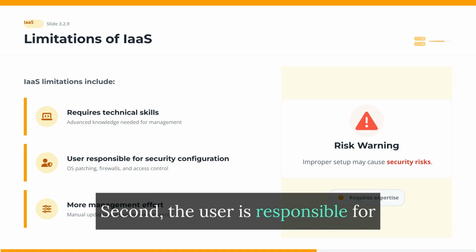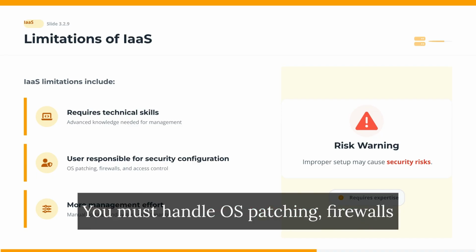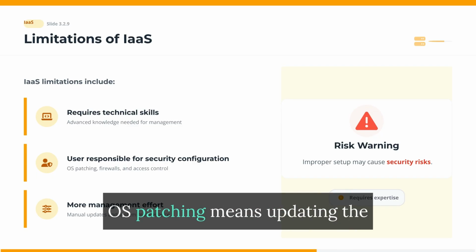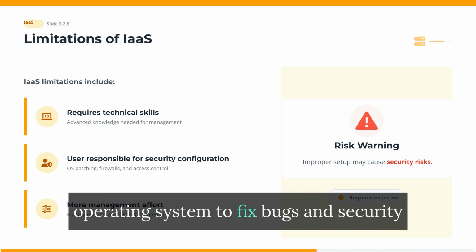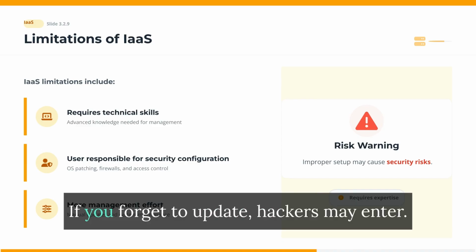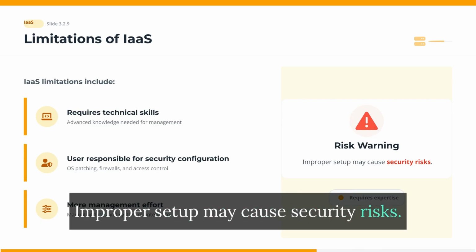Second, the user is responsible for security configuration. You must handle OS patching, firewalls, and access control. OS patching means updating the operating system to fix bugs and security holes. If you forget to update, hackers may enter. Improper setup may cause security risks.